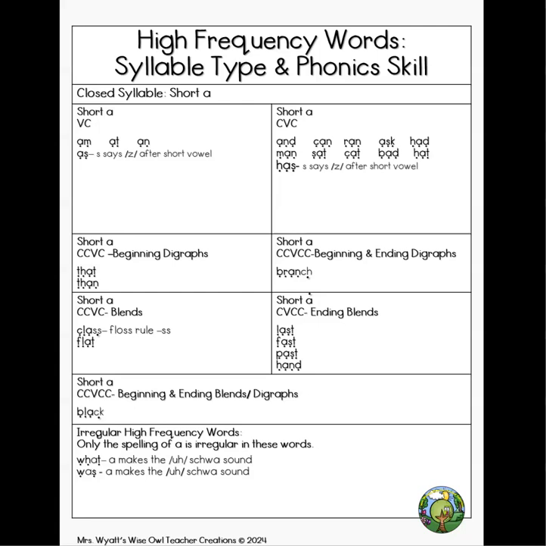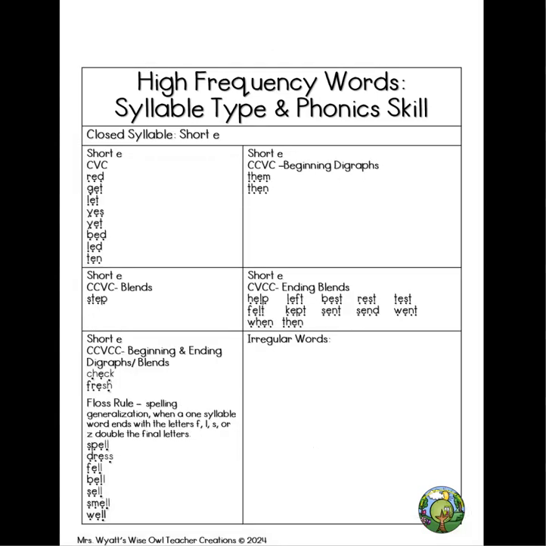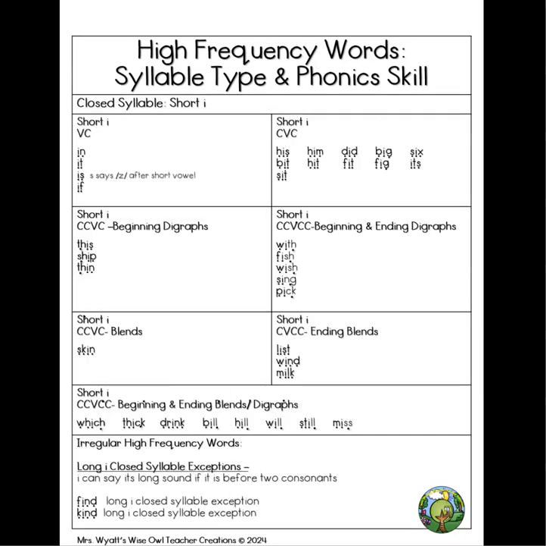Then we're going to move to the CCVC, which is your blends. And then you also have your ending blends. And then there's a section where you have beginning and ending blends or digraphs. And then I have a section at the bottom that's going to be any word that is considered irregular. And it's going to show what part of that word is irregular and what the word actually says. So this was the short A. Then we moved to short E. And then there's short I.